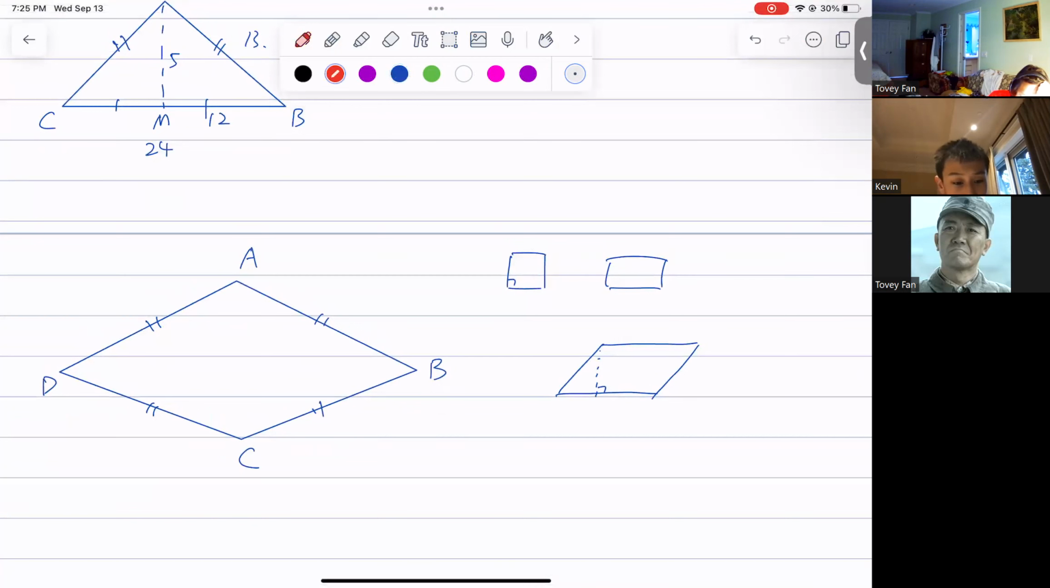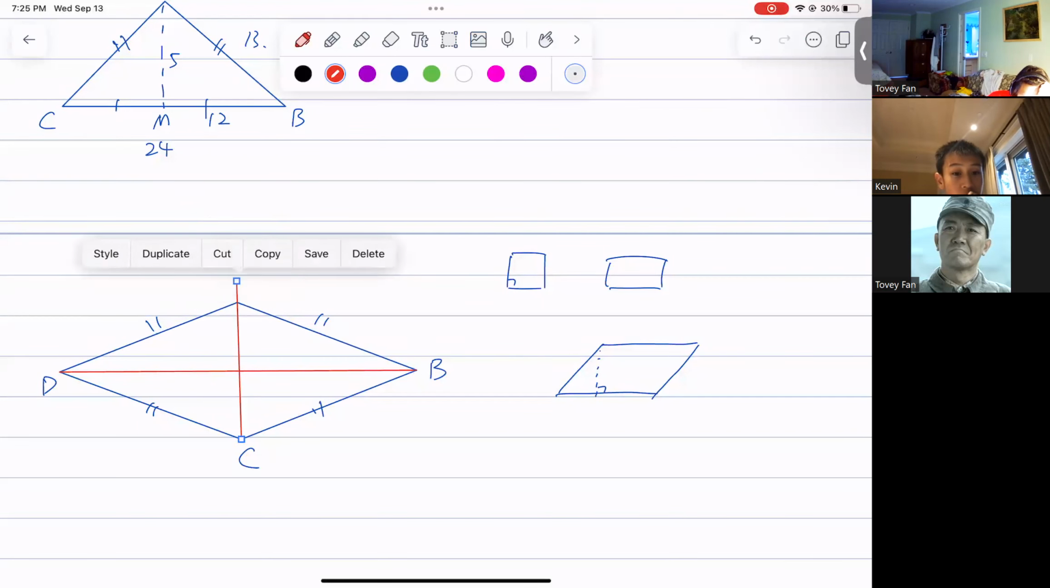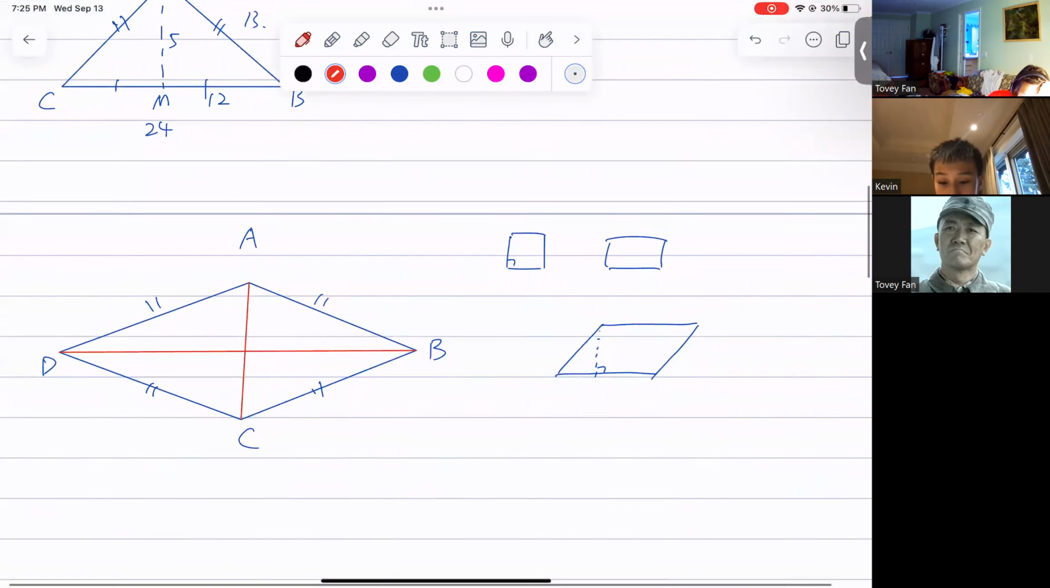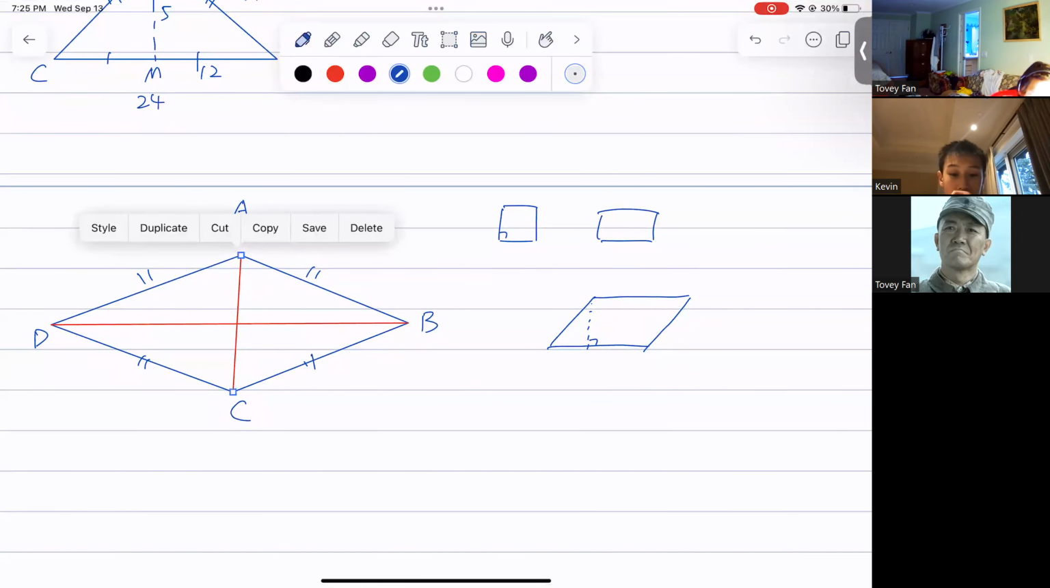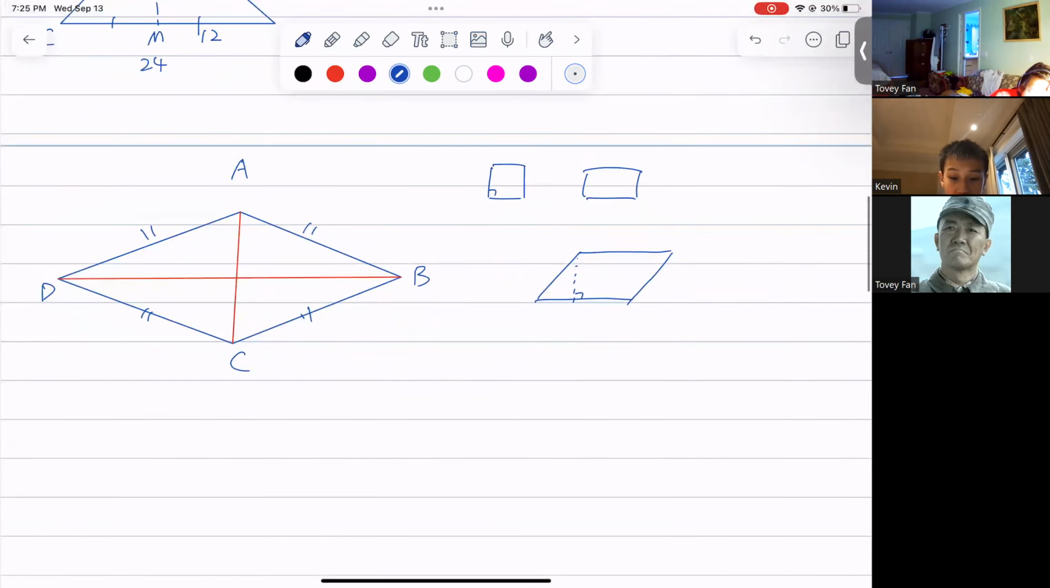It's related to the diagonals. Do you remember? So basically you split it into four triangles. It seems like you don't remember, but the formula is that you multiply the diagonals and divide by 2. That's the area for a rhombus.